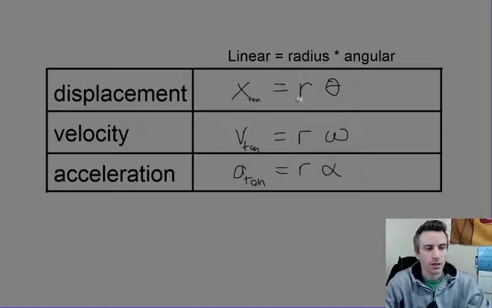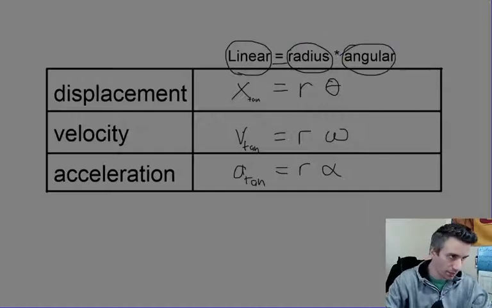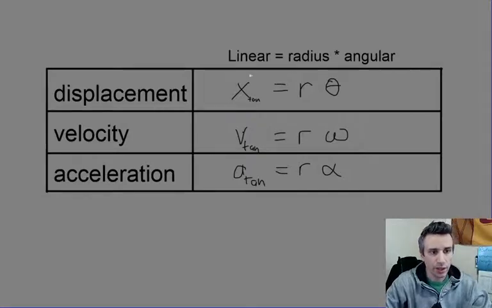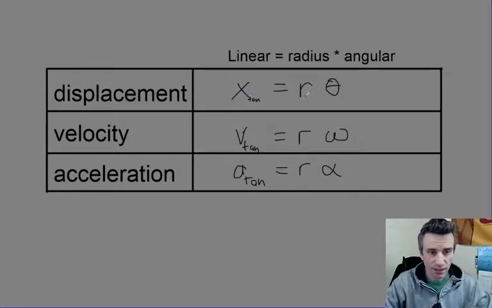Tangent. Okay. So here's the bottom line. The linear quantity equals the radius times the angular quantity. So here we have the linear quantity, which is the x displacement, the linear displacement along the tangent. That's going to equal the radius times the angular displacement. This is measured in radians. This is measured in meters.